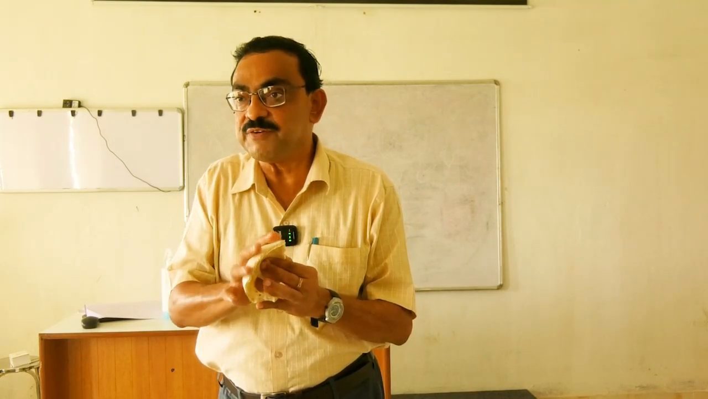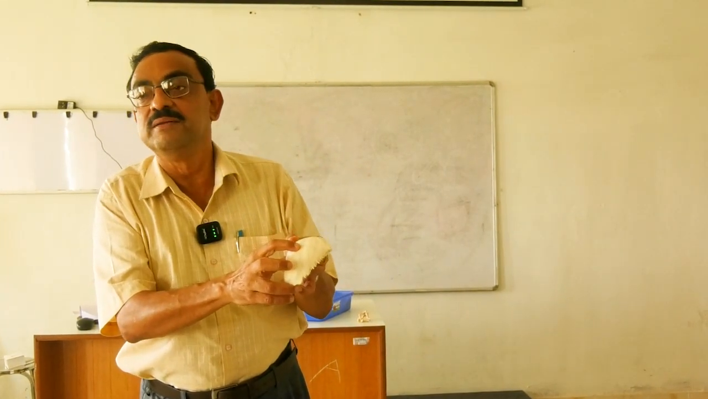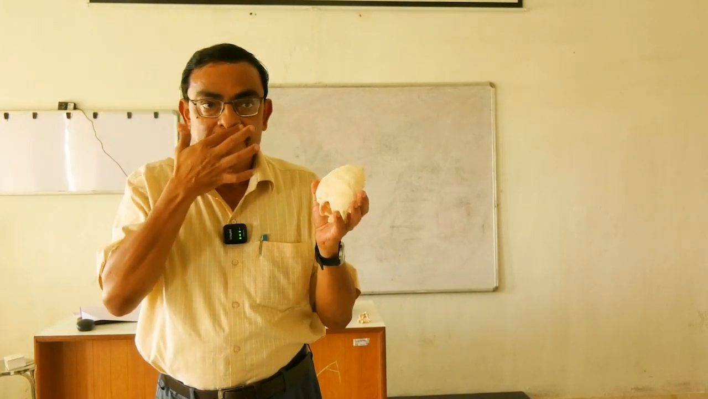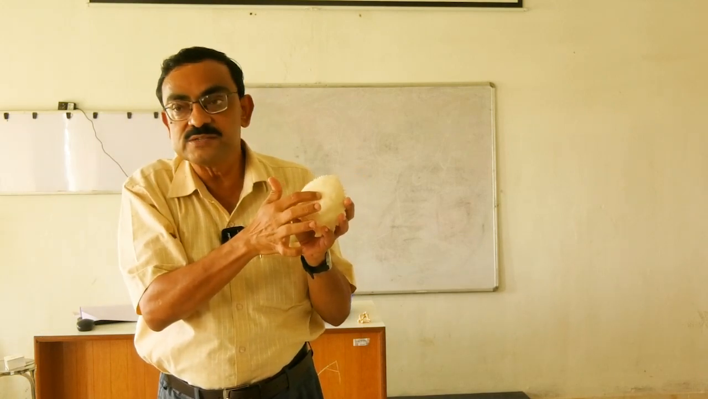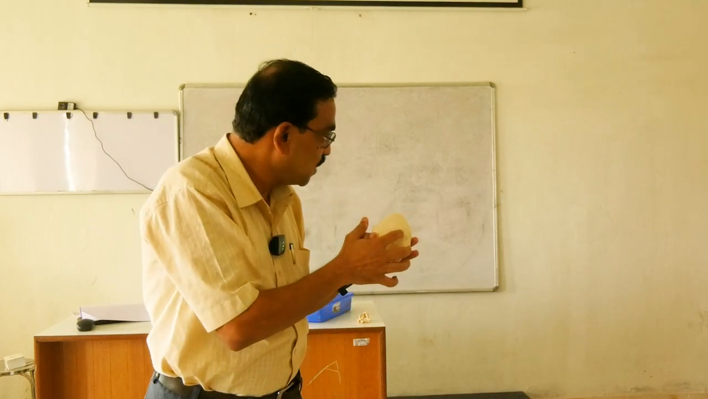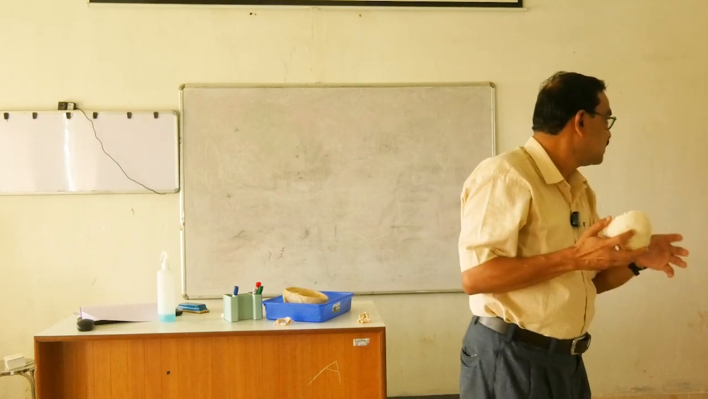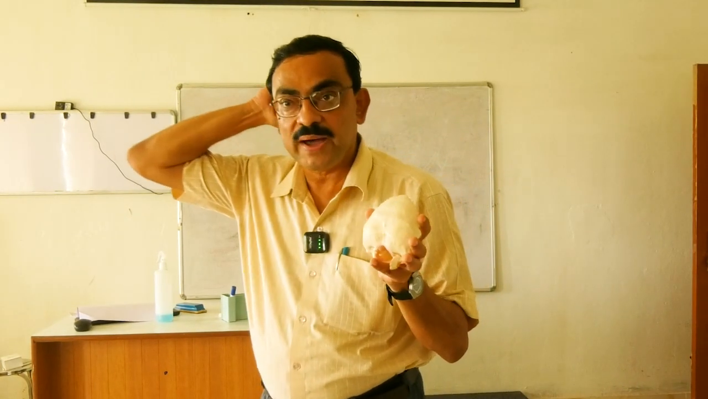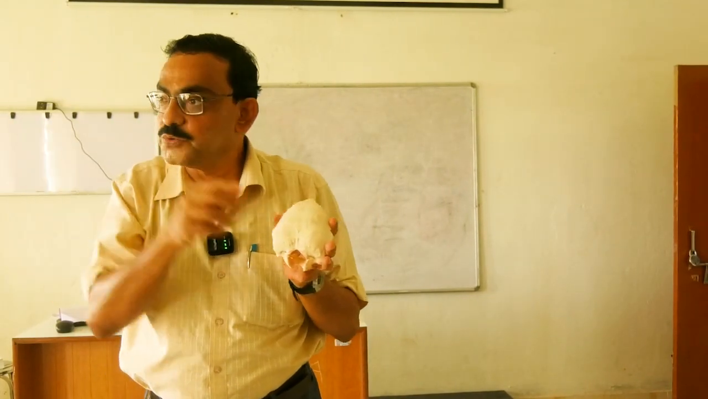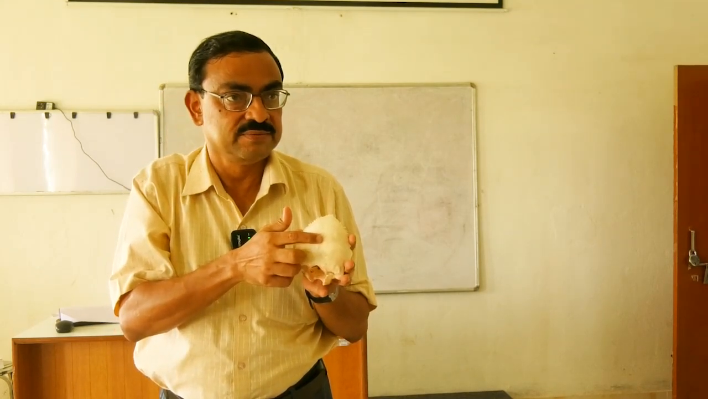Now about the outer surface, we can find one projection at the middle, and you can feel it in your own occipital bone. This projection is called the external occipital protuberance. There is one protrusion, so it is the external occipital protuberance.